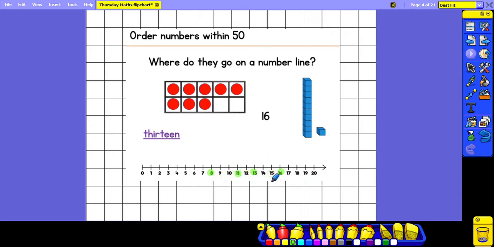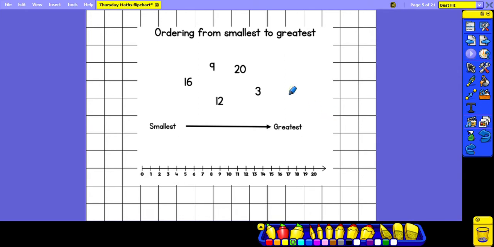And when we look at a number line, we can see which number is the smallest and then see them getting greater until we get to the greatest number. So a number line is really helpful when we are ordering numbers. And here we have got some numbers which we are going to order from smallest to greatest. So we're starting with smallest here, and the numbers should be getting greater until we get to the greatest one. And we can use the number line to help us.